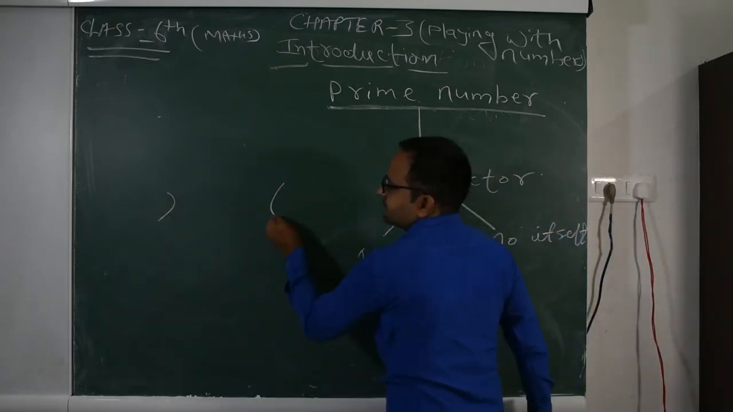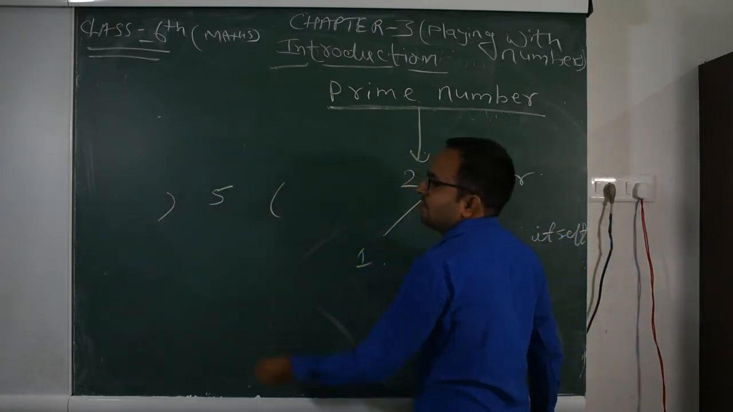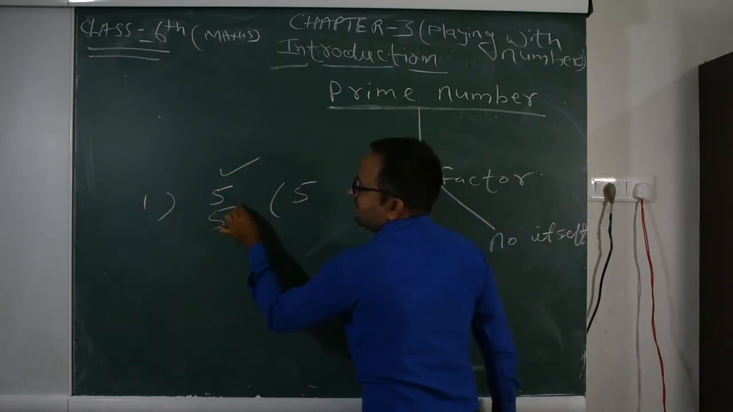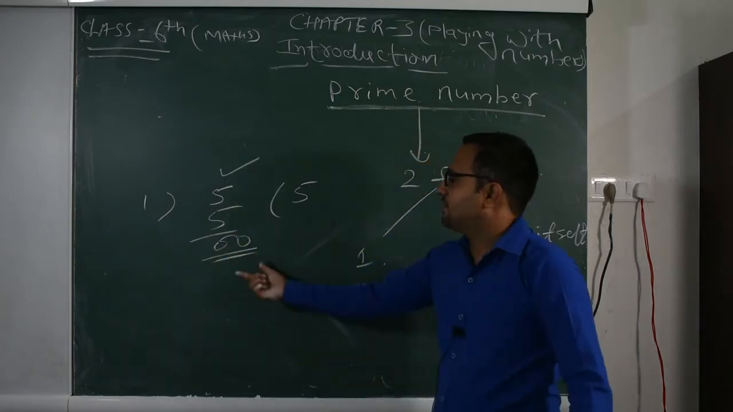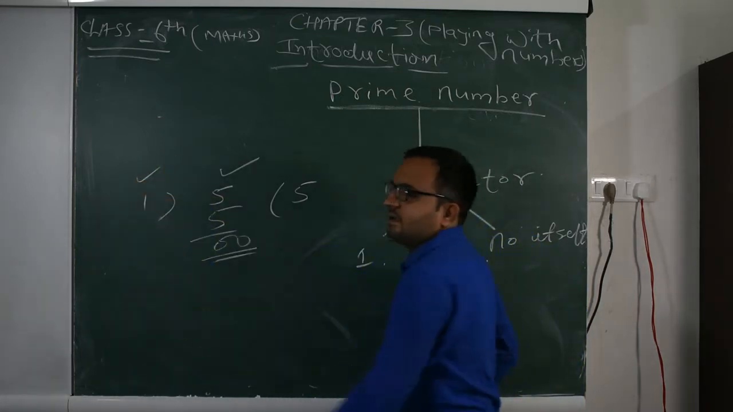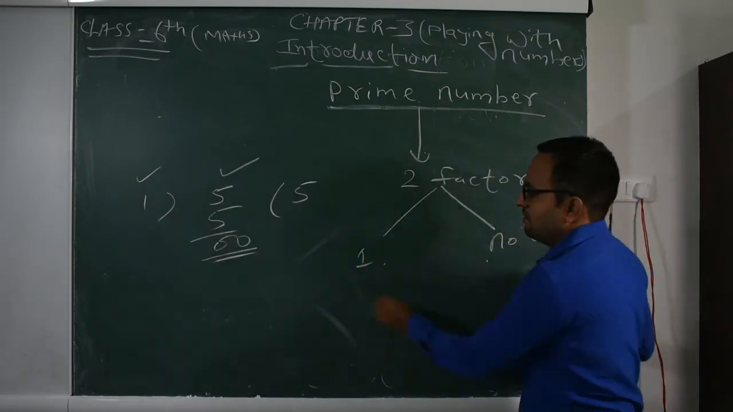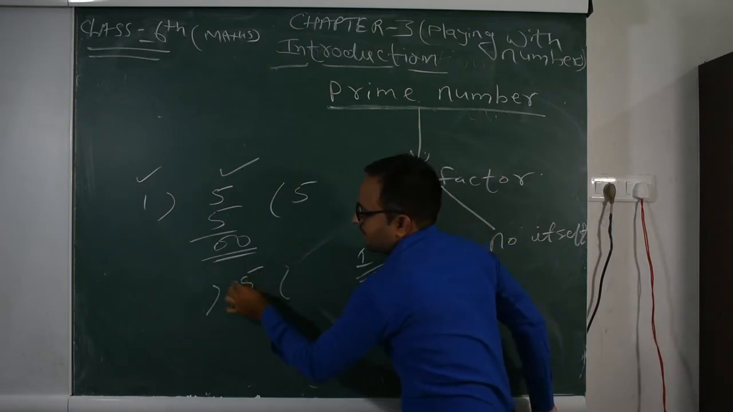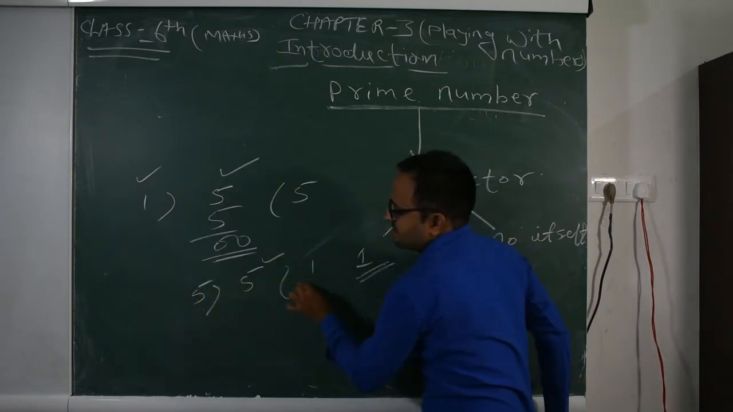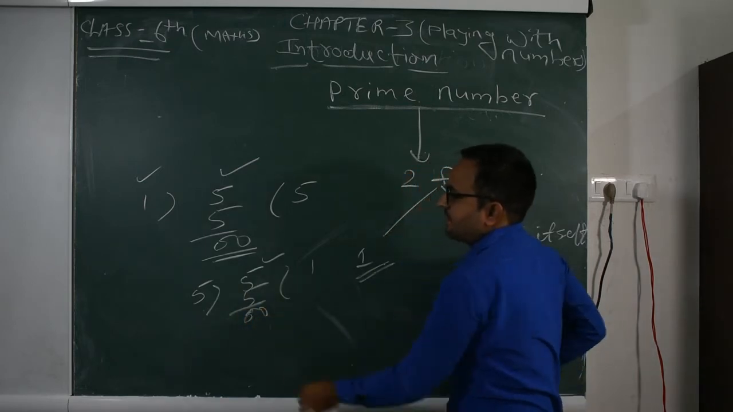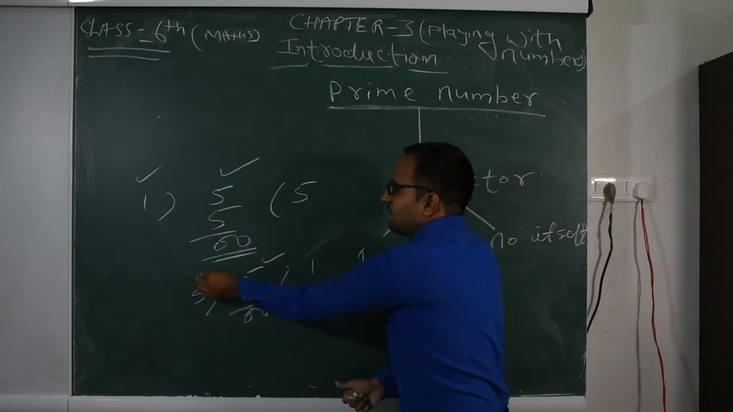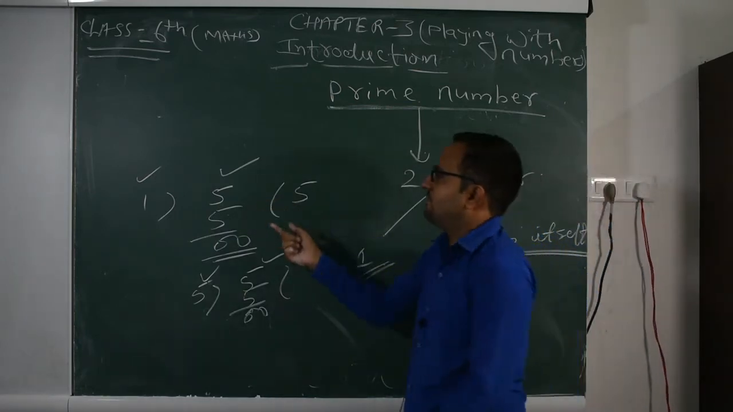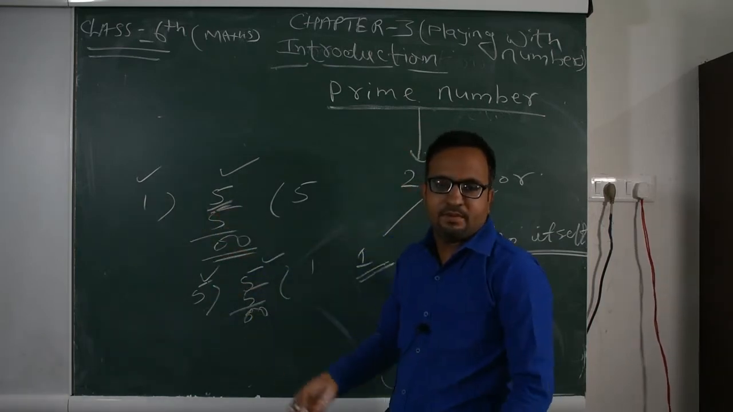That means 5. What are the factors of 5? 1 five is 5, we get remainder 0. So 1 is a factor of 5. Again 5 ones are 5. So the number itself is also a factor of the given number. So we call 5 a prime number.